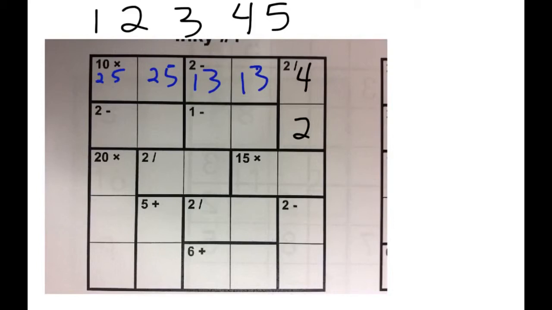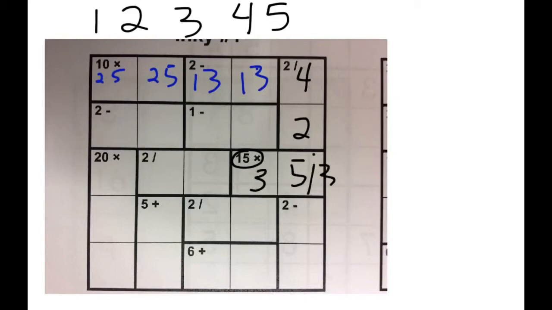We can do a little bit more just to sort of get the idea. And you can kind of pick and choose which boxes are the easiest. Let's kind of go down here. We got a 15 times, so that's pretty easy. It has to be a 3 and a 5, but it could go the other way around, right?